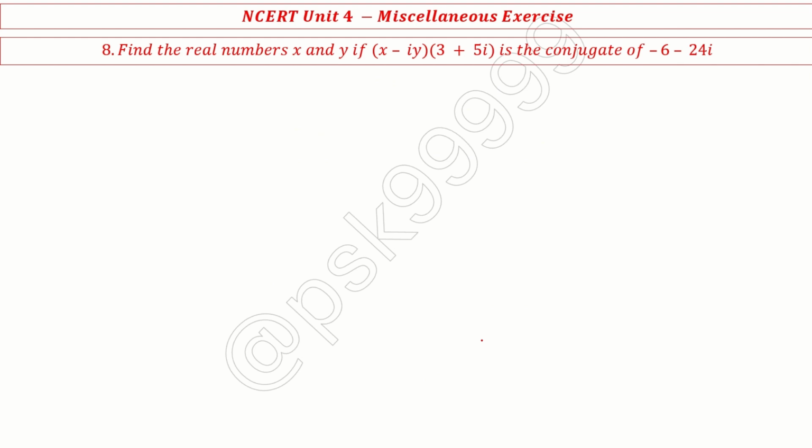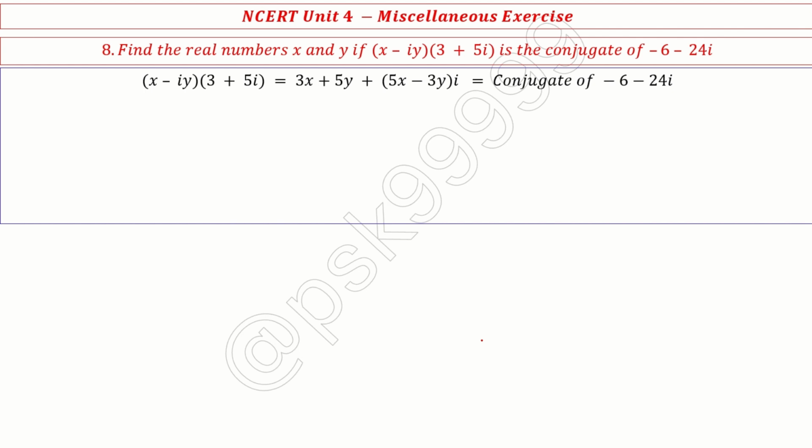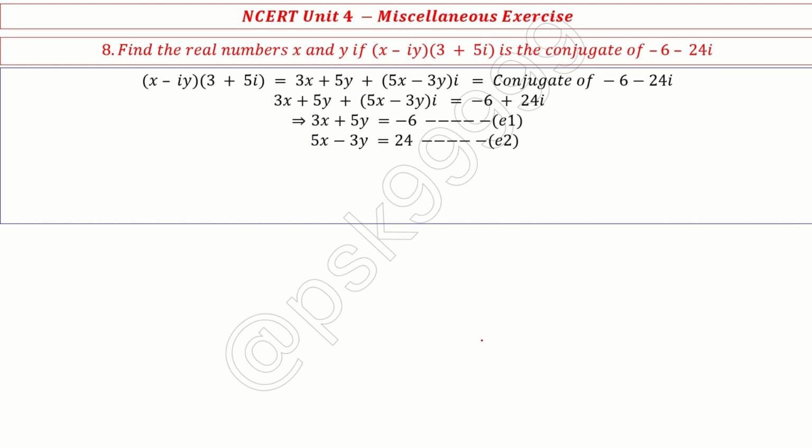Next, find the real numbers x and y if (x minus iy)(3 plus 5i) is the conjugate of minus 6 minus 24i. Yeah, simple. Multiply x minus iy and 3 plus 5i, write it properly in real and imaginary parts, and then equate it to the conjugate of minus 6 minus 24i. If you compare, you will get two equations: 3x plus 5y equal to minus 6, 5x minus 3y equal to 24. You solve these two equations, you will get x equal to 3, y equal to minus 5.